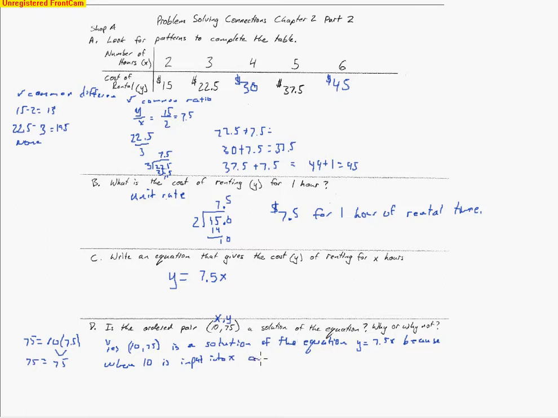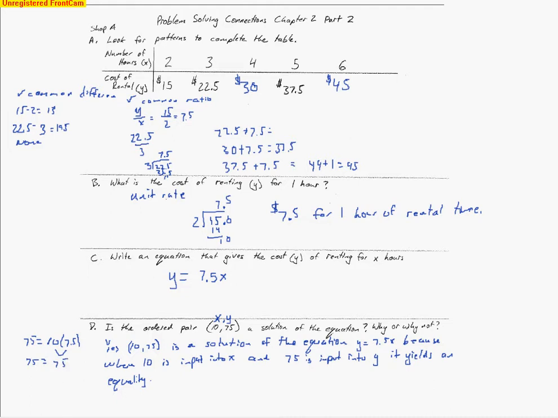and 75 is input or substituted into y, it yields an equality. And that's basically what we did over here in math terms. And so I took the 75, I put that in for y, put the 10 in for x, I multiplied, and I got an equality, two things that were equal.